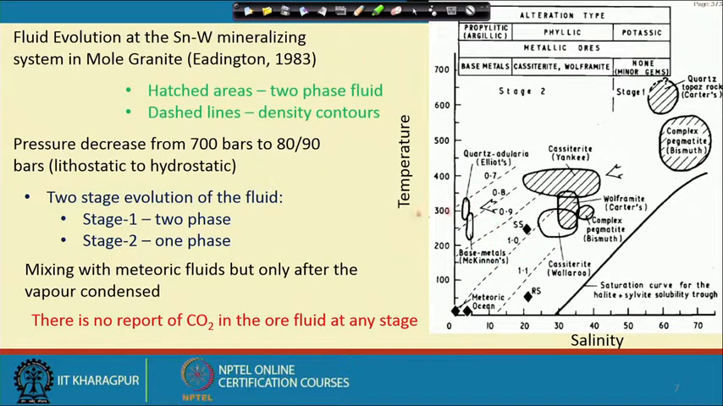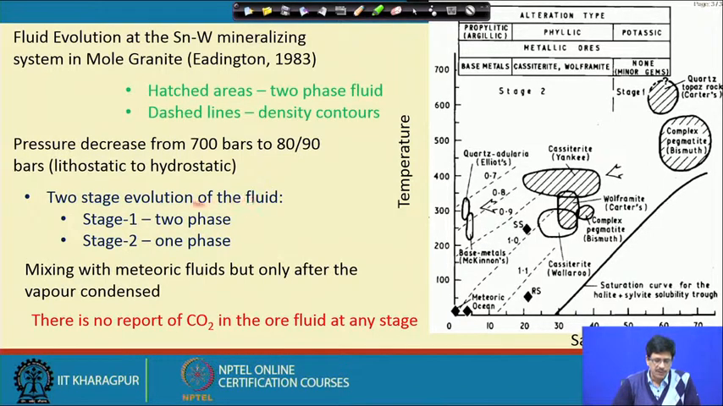And so, the dashed lines are the density contours. So, the authors, from the inclusion data where the homogenization was mostly obtained through the dissolution of the daughter crystals, and whatever was available, calculated the salinity and density.